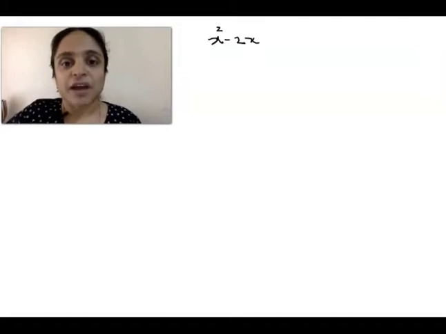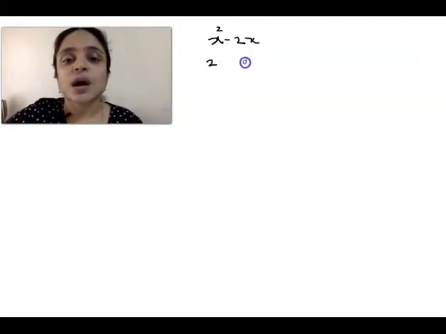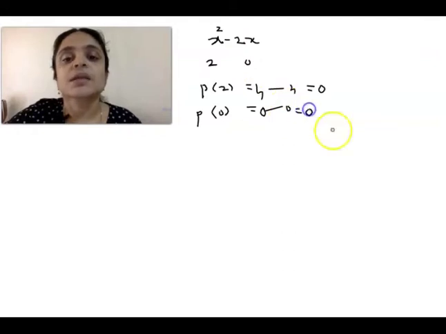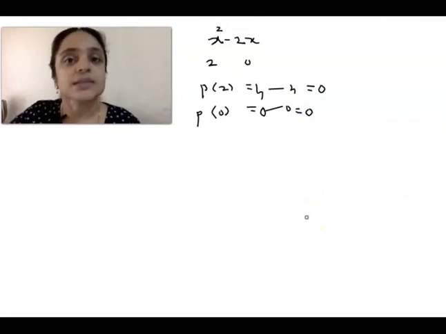Okay. Now, example 5. Verify whether 2 and 0 are zeros of this polynomial. So, p of 2. If p of 2 equal to 0, then 2 is a zero. 4 minus 4 equal to 0. So, 2 is a zero of this polynomial. Now, we have to check whether 0 is a zero of this polynomial. P of 0. Substitute 0 for x. So, 0 square is 0. Minus 2 into 0 is 0. 0 minus 0 is 0. Which means 0 is also a zero of this polynomial, x square minus 2x.